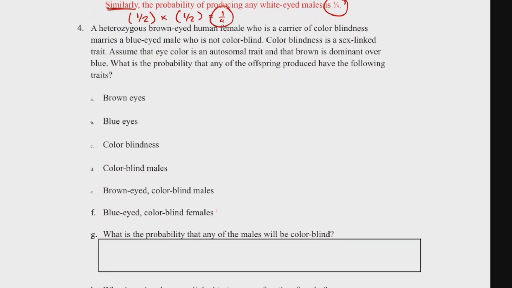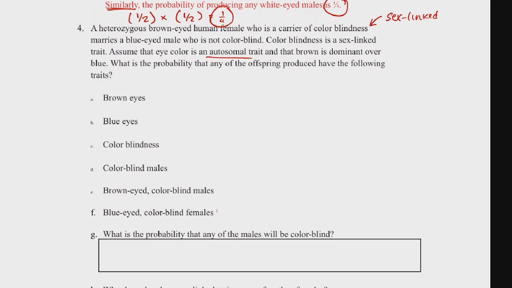Number 4. A heterozygous brown-eyed human female who is a carrier of color blindness. This is sex-linked. Marries a blue-eyed male who is not colorblind. Color blindness is a sex-linked trait. Assume that eye color is autosomal and that brown is dominant over blue. What is the probability that any of the offspring produced will have the following traits?